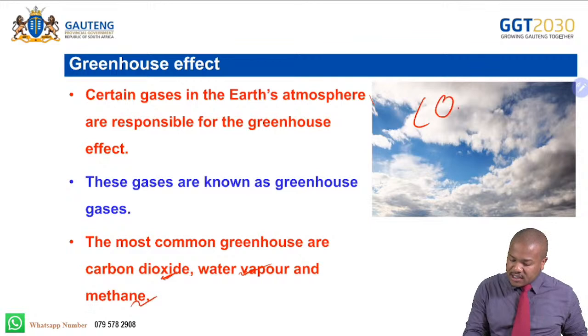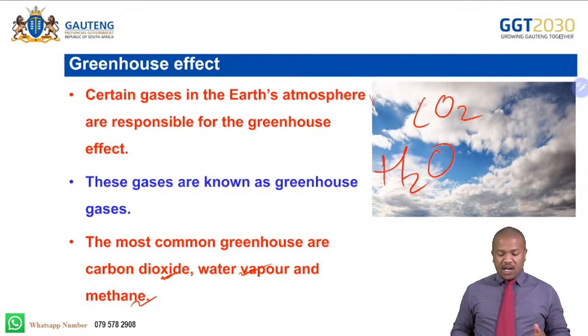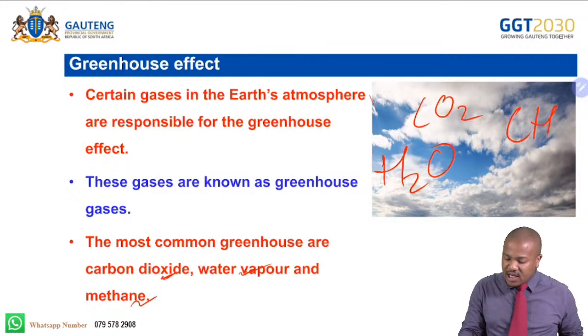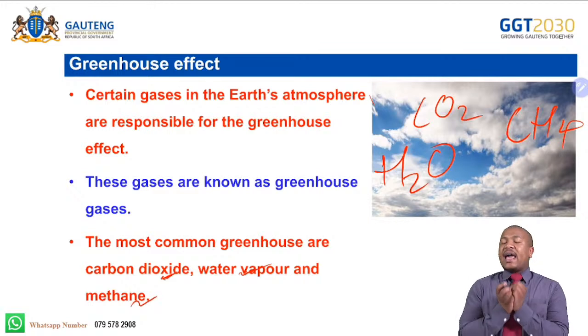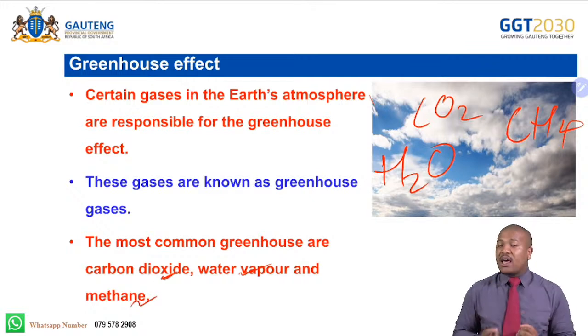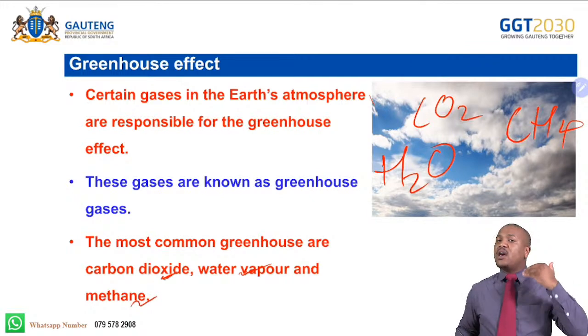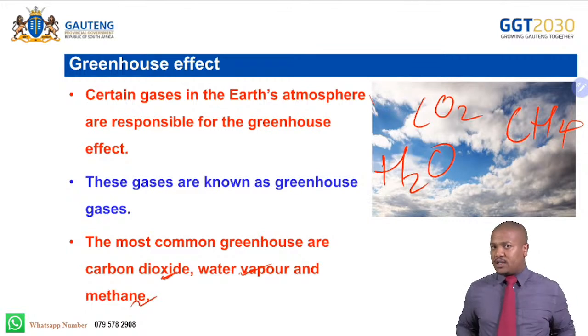Such as CO2, water vapor as H2O, and also methane as CH4. These are the gases that are in the atmosphere and they help to trap what? The energy and sustain heat so that we are able to sustain life on Earth, avoiding what? The atmosphere being so cold that nothing survives on it.